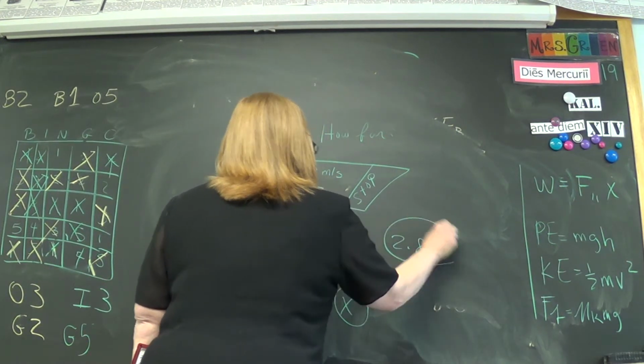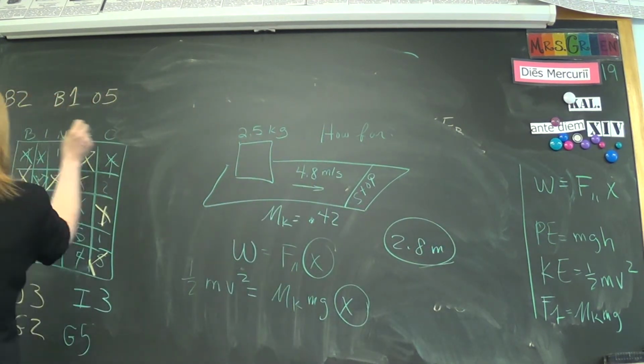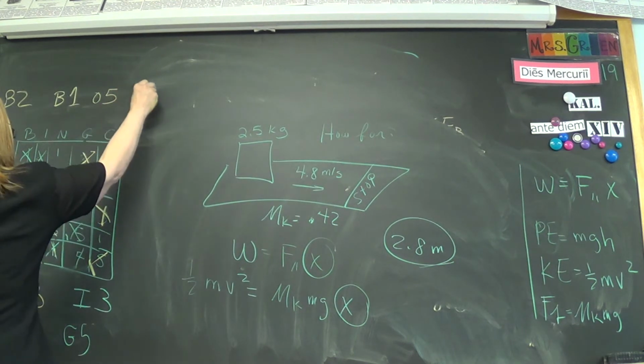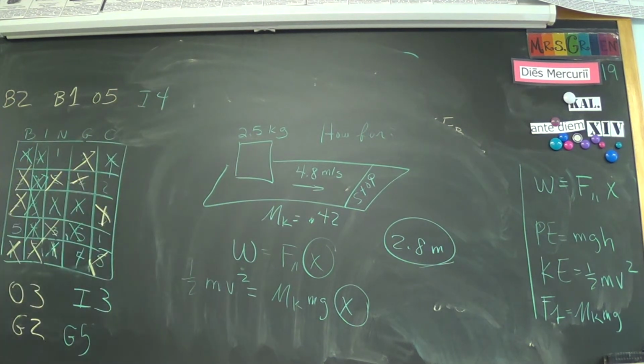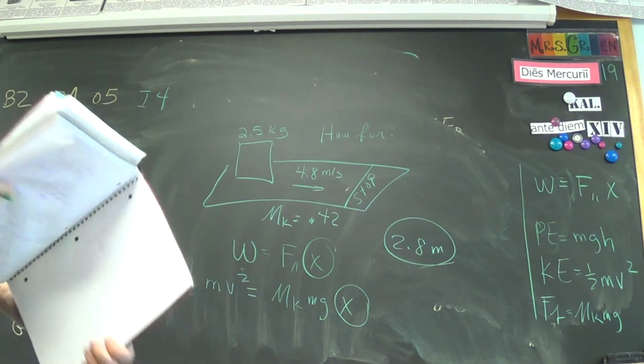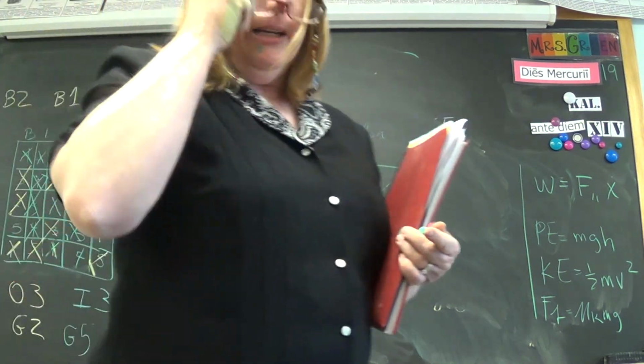2.8 meters. All right. You may cross out I-4. Oh, finally, bingo. Yay. I still have bingo. Okay. Molly, did you hear that?